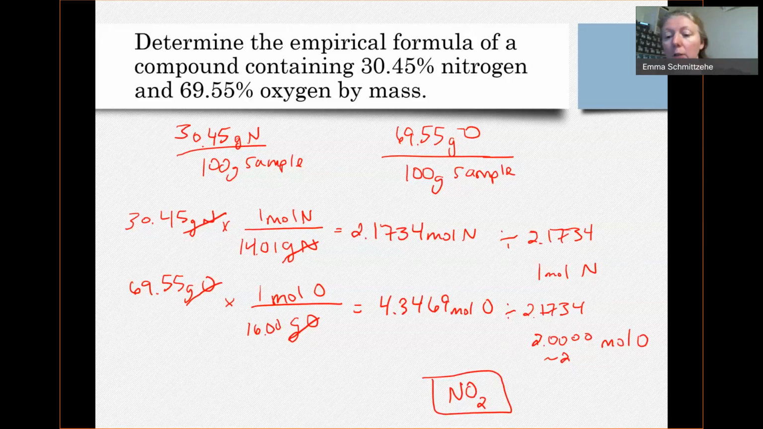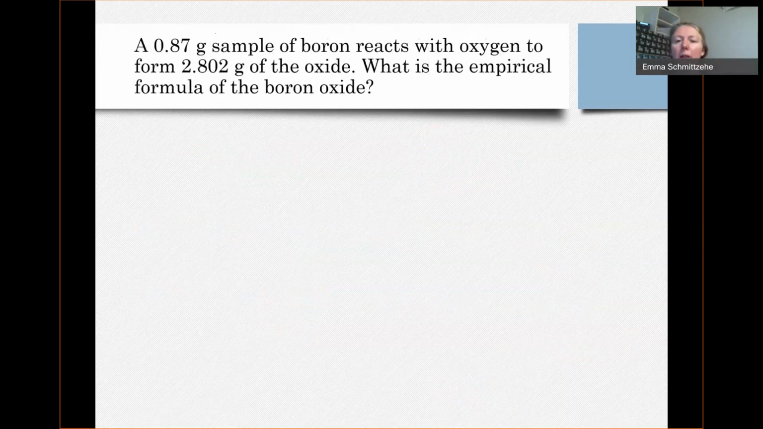Okay. Now let's look at one more, a little bit trickier. Okay. This is a little closer to the type of experimental data that you would likely collect. Okay.